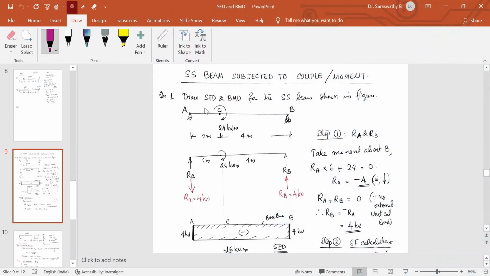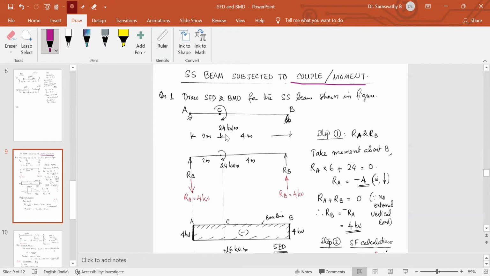Good morning. In the previous videos, we have seen how to draw shear force diagrams and bending moment diagrams for simply supported beams with UDL as well as point loads. Now, in this class, I am going to discuss how to draw the shear force diagram and bending moment diagram for beams subjected to a couple or moment.